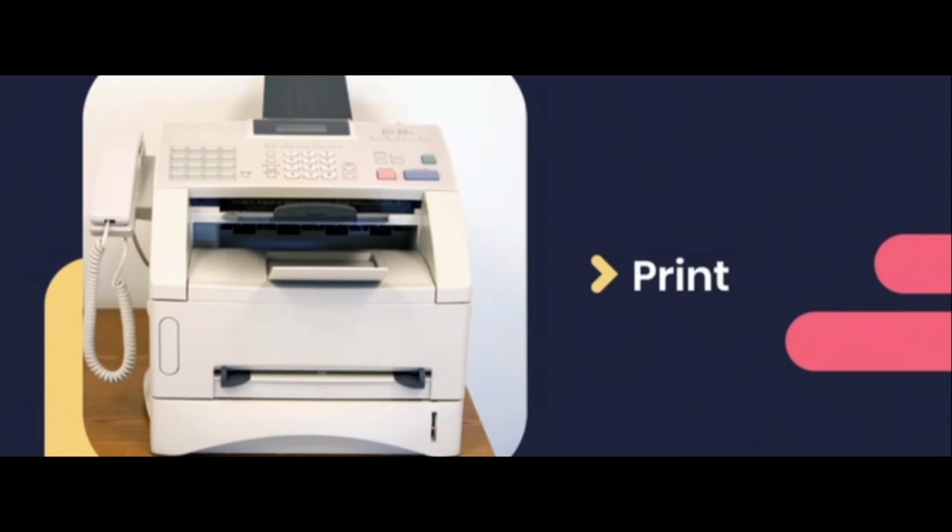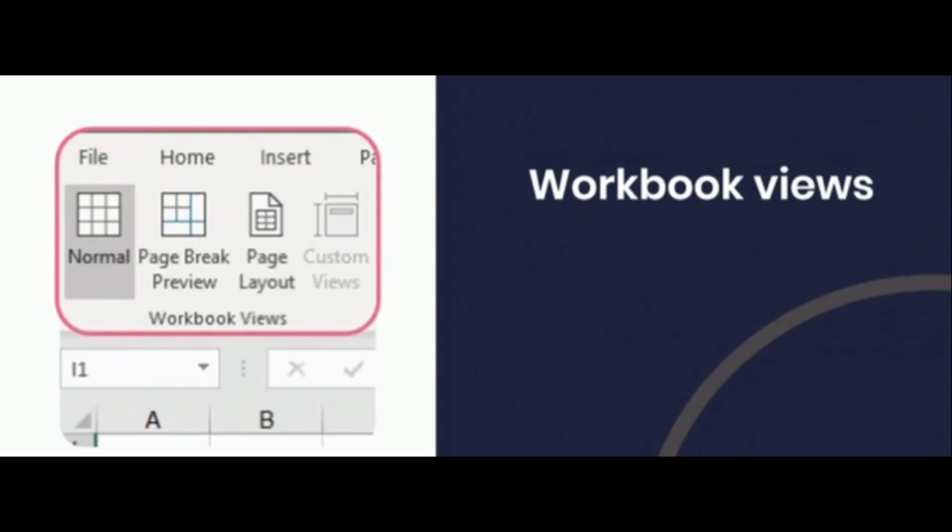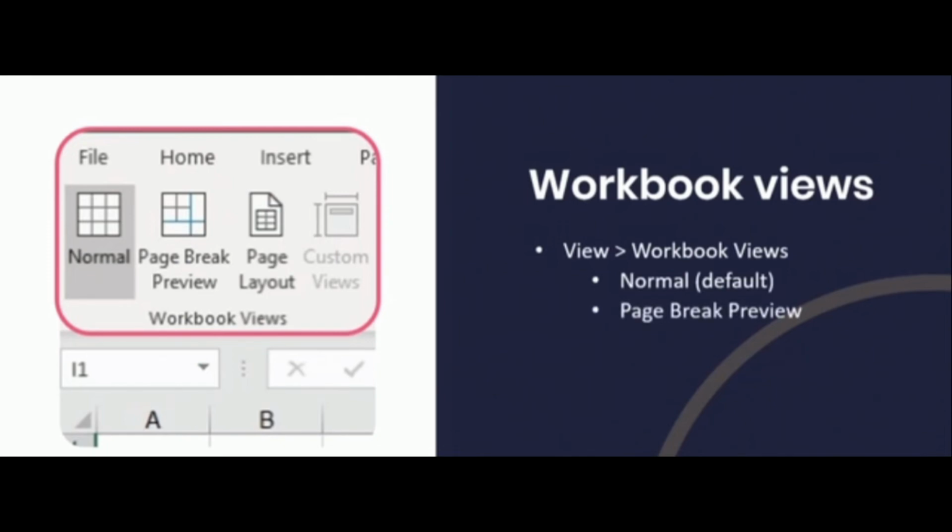Let's explore those now. Firstly, it is important to understand the different views you can choose from. When you open Excel, you will see what is known as the normal view. This is the default setting. We will look at changing this in Lesson 10. The page break preview shows you what data will appear on each page and where the page breaks are. You can manually adjust the page breaks as well.